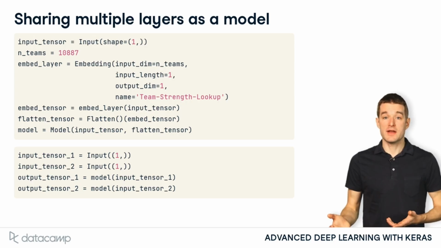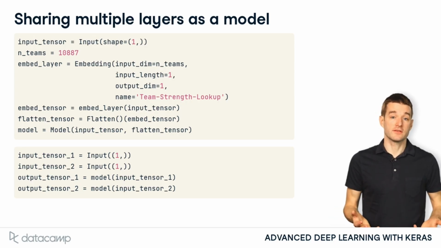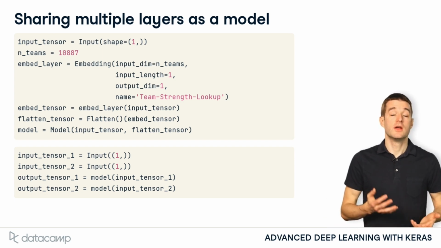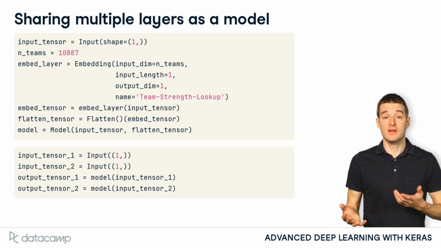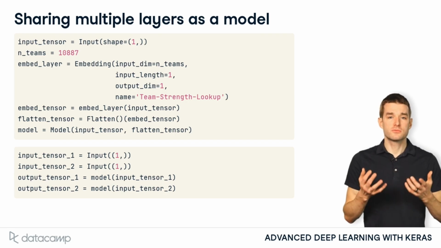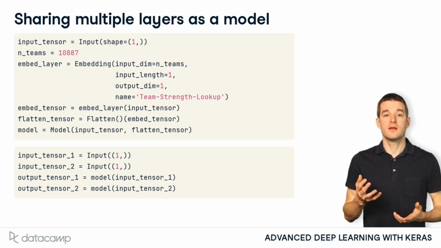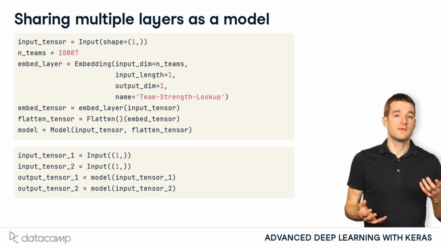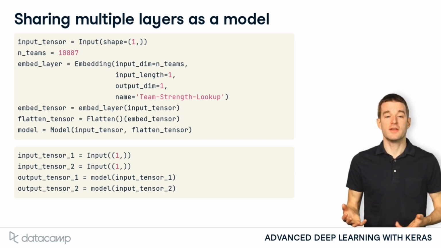Recall the category embedding model we made in the previous lesson. This model first embeds an input and then flattens it. You can also share models, not just layers. This is really cool and is what makes the functional API so useful. You can define modular components of models and then reuse them.